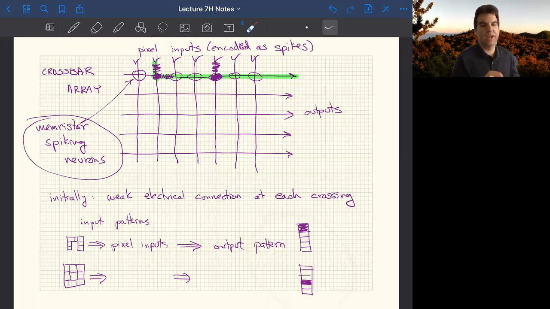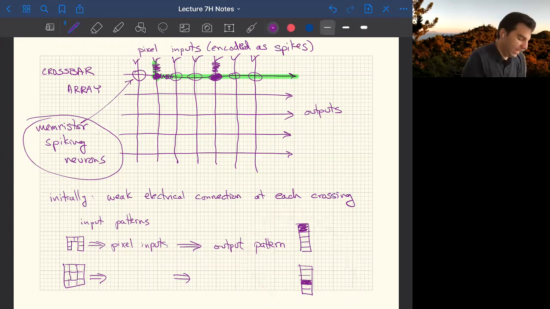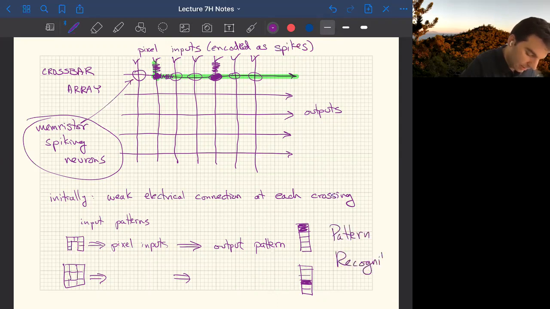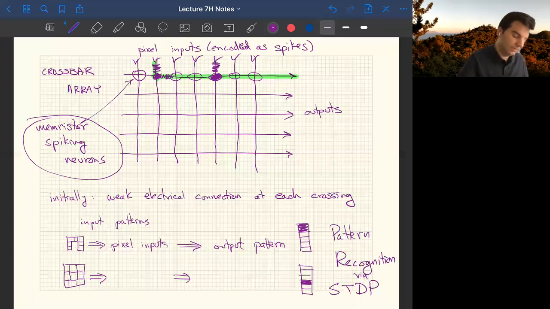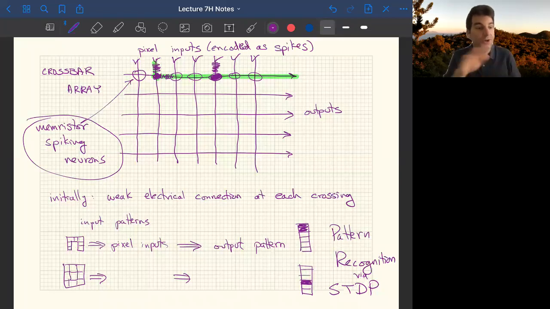So there are questions about what I mean by that, about what Boyne et al. has done with this crossbar array and this idea that we're getting pattern recognition. So I guess I should just write that here, pattern recognition via STDP. And you don't train the memristors. No, I guess you could say that they're kind of constantly being trained.